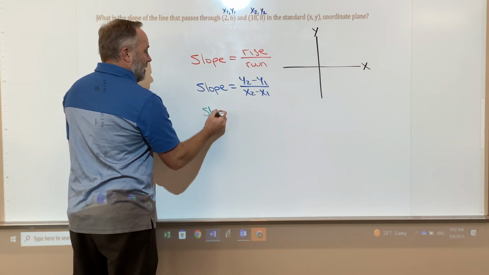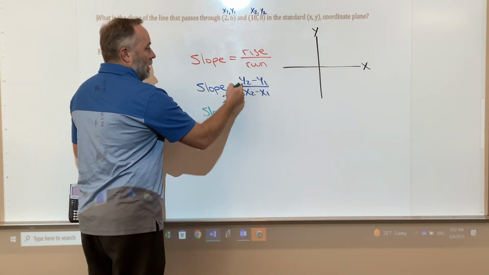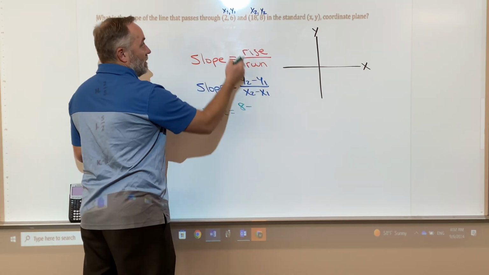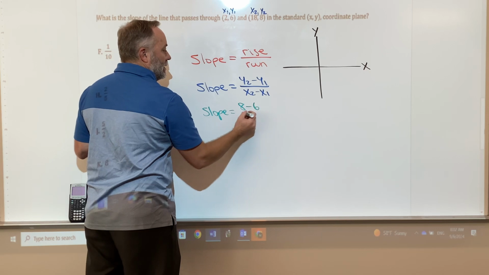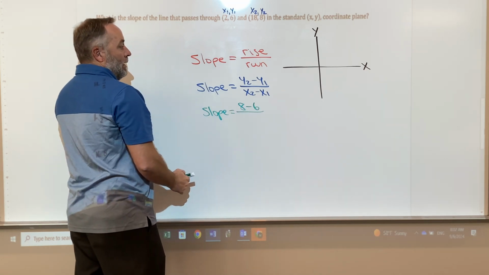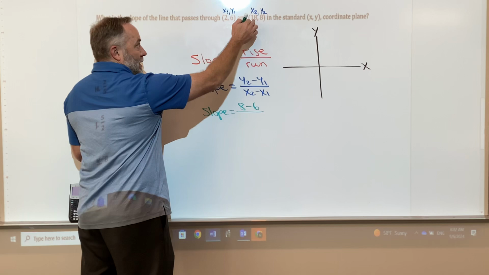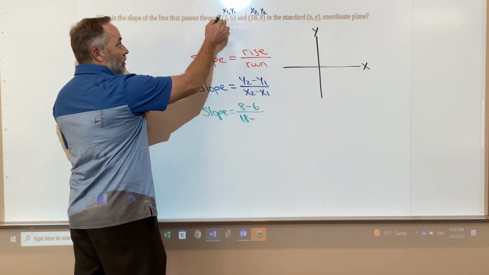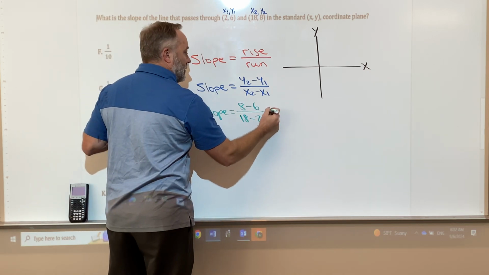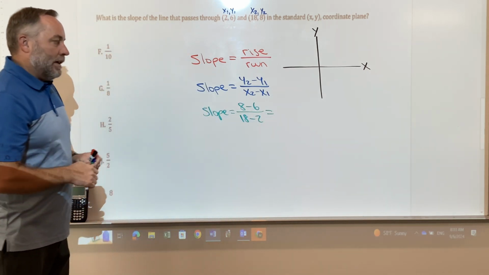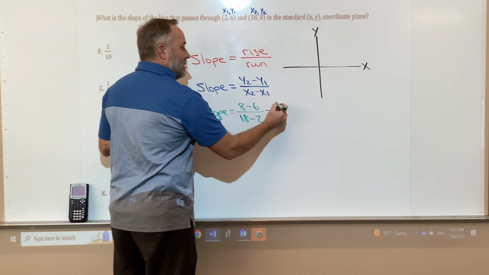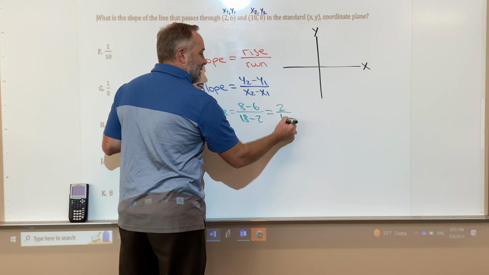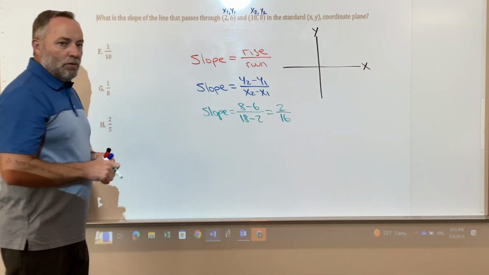So let's show that. Slope is equal to y2, our second y value, which is 8, minus our first y value, which is 6, divided by x2, which is 18, the second x value, minus 2, which is our first x value. Okay, if we just do the numerator, 8 minus 6 is 2. 18 minus 2 is 16. So now I have 2 over 16.